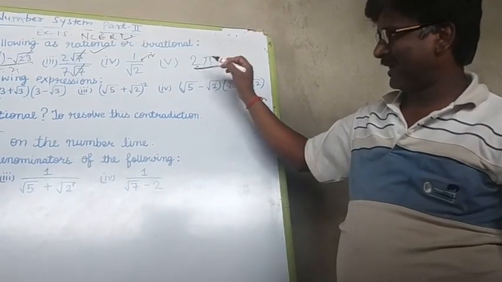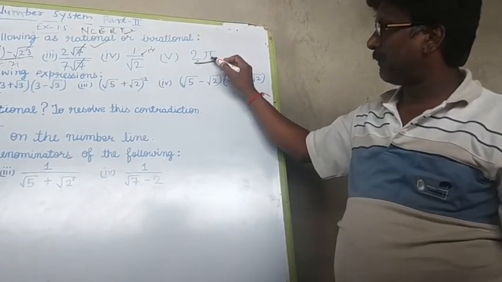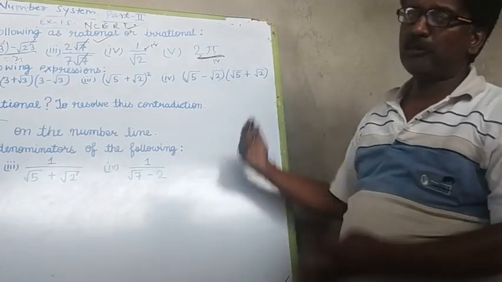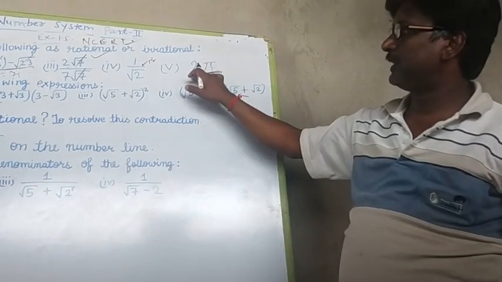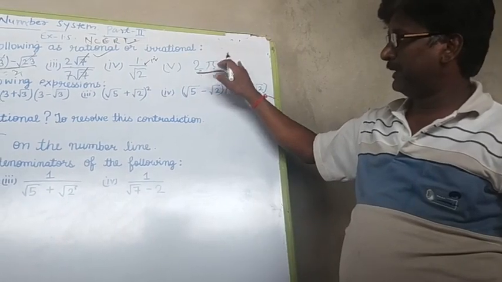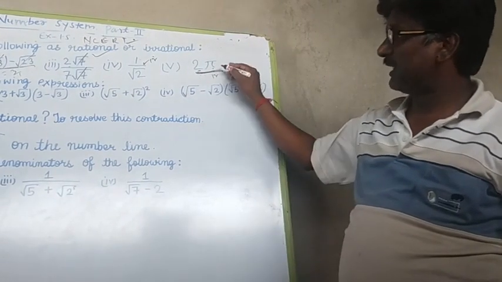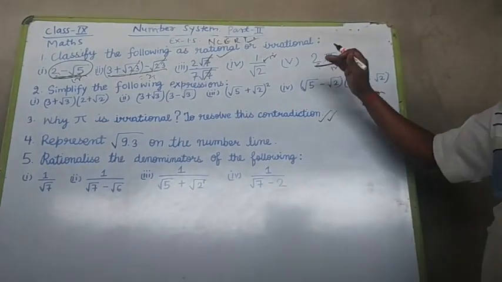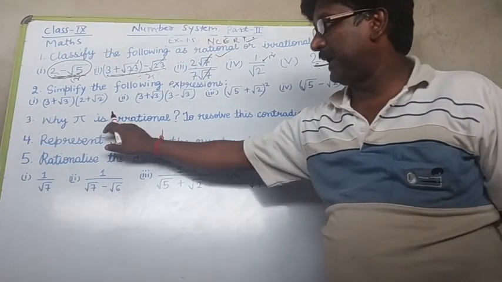But just I have said pi is an irrational number. You have understood 2 pi overall is an irrational number because 2 is rational and pi is irrational. But on this same basis there is question number 3. But see, after question number 1, why is pi irrational?